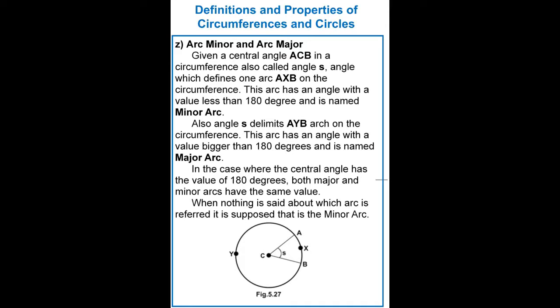If the center angle had a value of 180 degrees, both arcs would have the same value, equal to a semicircumference or semicircle. When nothing is said about an arc defined by 2 points on the curve, it is assumed that the reference is to the arc minor.